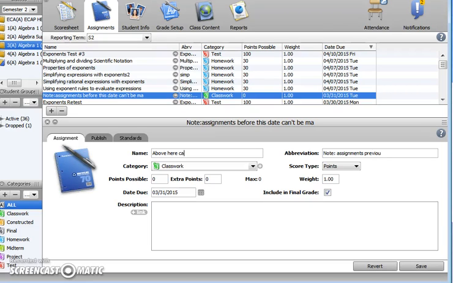So I just wanted to call your attention to a couple of things in the grade book and give you an idea of how the grades go from now on. I'm going to change this, because I meant it to say assignments before this date can't be made up, but it abbreviated it. So let's say above here can't be changed. So maybe save that.